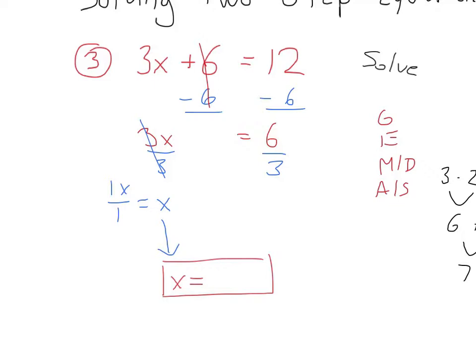And 6 divided by 3 is 2. Your x is by itself, and you're done. All right, so that's what I mean about going in opposite of order of operations. Notice we dealt with the addition first, then we dealt with the multiplication. And we used the inverse operation to deal with the addition and the inverse operation to deal with the multiplication.